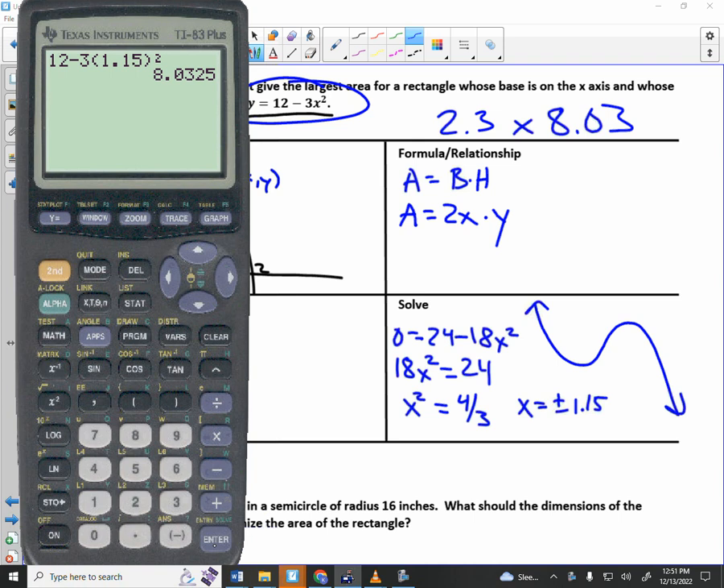How did you get 1.15? Or, I know I do 1.15, but how did you get 2.3? So the base is twice the x value. So I doubled 1.15 to get 2.3. Okay, then you do the. Okay, then 8.03. Yep. You got it.